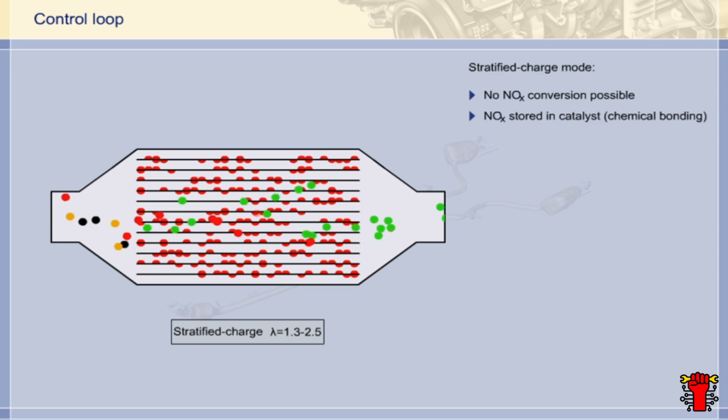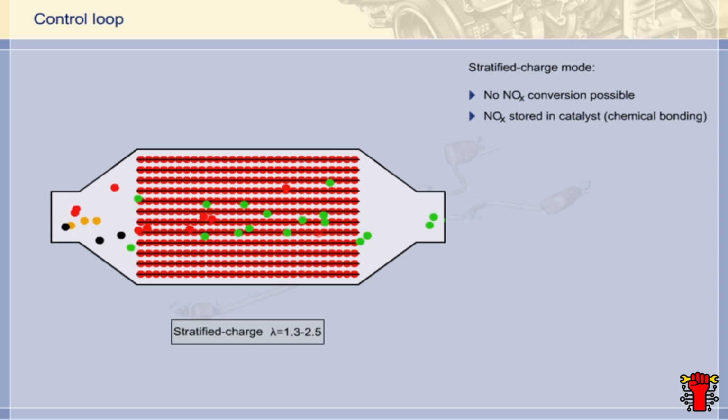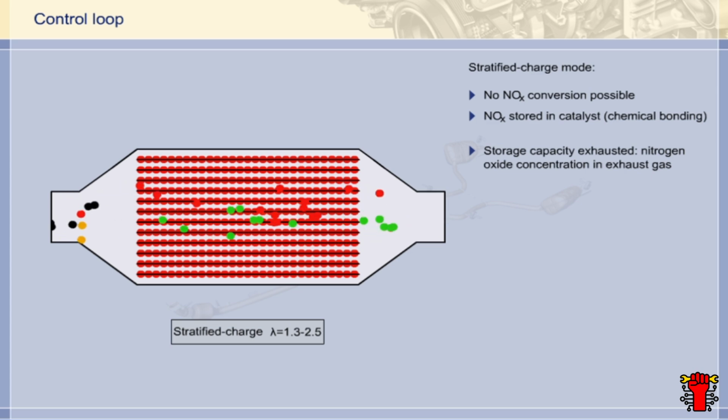The catalyst is filled to the limits of its storage capacity with oxides of nitrogen. If an optimum driving style is adopted, this storage phase can last up to 20 minutes. Once there is no more storage capacity left, the oxides of nitrogen will start to pass through the NOx storage catalyst. In other words, the concentration of nitrogen oxides in the exhaust gas will start to rise. This will be detected by the NOx sensors.